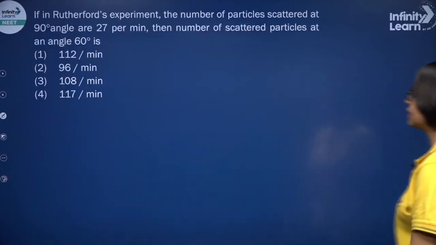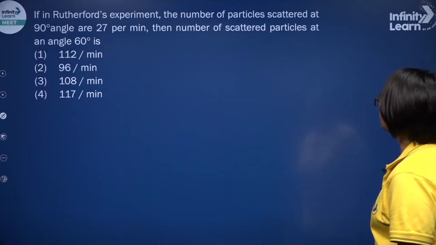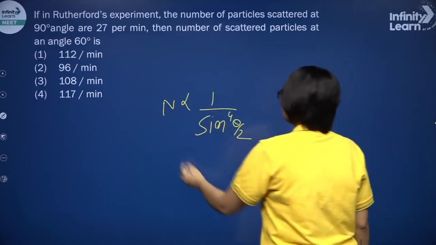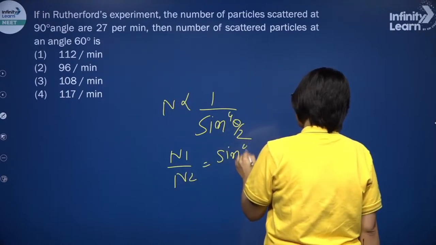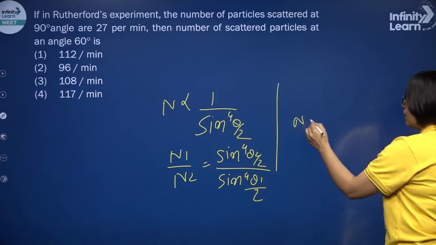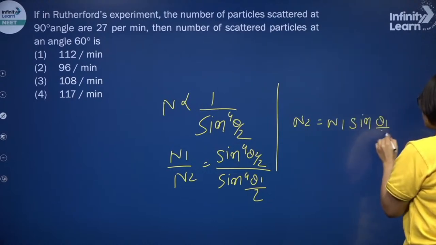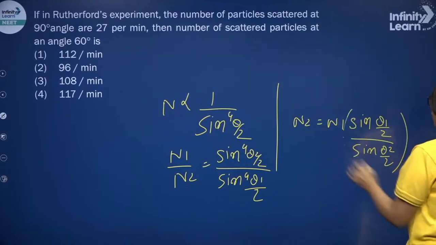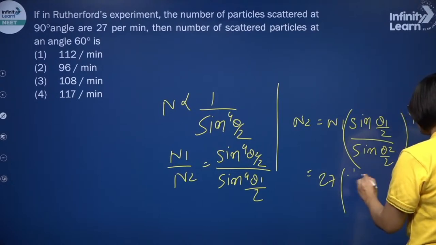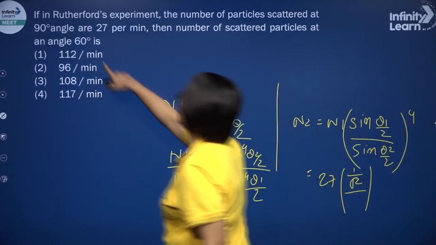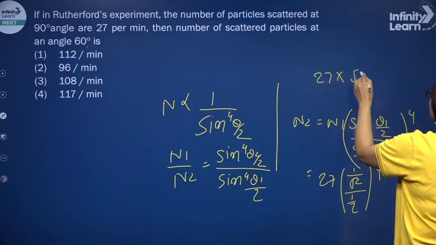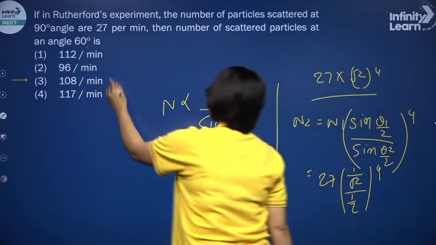So the correct answer for current will be 9.65 milliampere. Next is, if in the Rutherford experiment, the number of particles scattered at 90 degree are 27 per minute. So n is proportional to 1 upon sine to the power 4 theta by 2. So you can write n1 upon n2 is sine power 4 theta 2 by 2 divided by sine power 4 theta 1 by 2. So n2 will be n1 into (sine theta 1 by 2 divided by sine theta 2 by 2) to the power 4. N1 is 27 per minute. Sine theta 1 by 2 means sine 45 degree, which is 1 upon root 2, divided by sine theta 2 by 2, which is sine 30 degree, which is 1 by 2, all to the power 4. So we are left with 27 into root 2 to the power 4, and this gives the correct answer as 108 per minute, which is option 3.